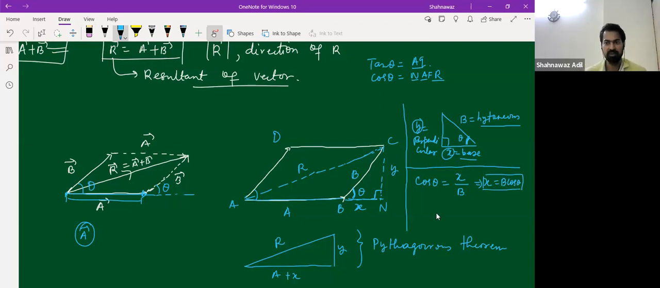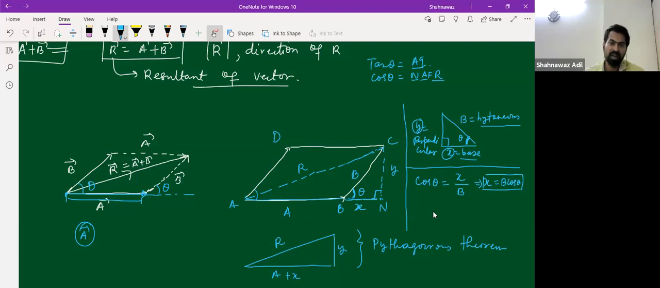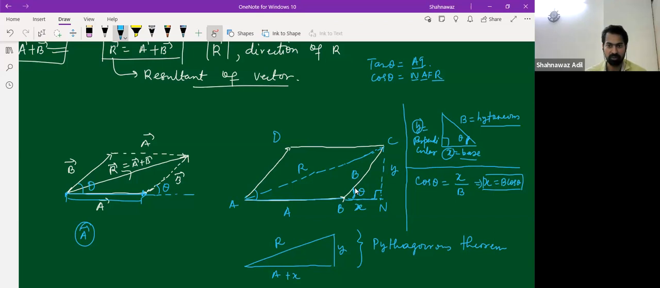Sir, instead of doing this much, we can just take tan theta, right? We'll substitute and we'll get x and y, because tan theta's value is opposite by adjacent. So you have x and y unknowns, and you know theta and b. These are two unknowns. So you have to write your unknowns in the form of knowns.